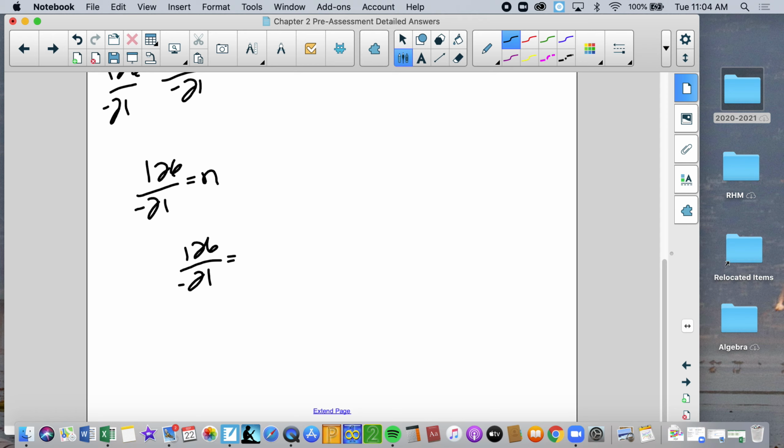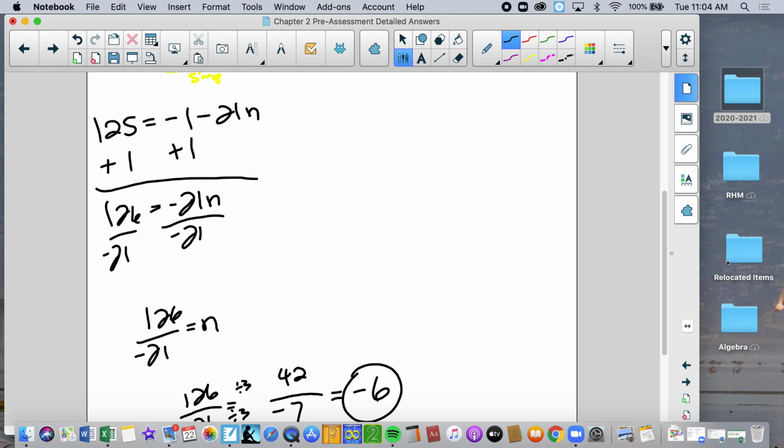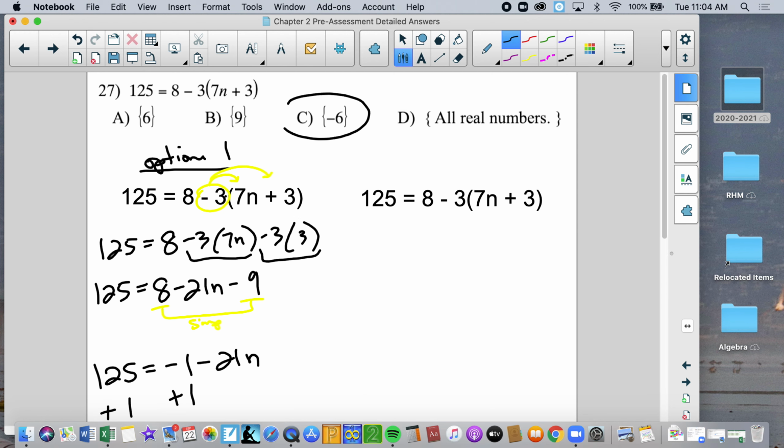Well, 1 plus 2 is 3 plus 6 is 9, so I know 3 goes into that and 3 goes into 21. Those are called divisibility rules that you learned last year in 7th grade and also in 6th grade. So 3 goes into 126 42 times, 3 goes into negative 21 negative 7 times, and now 42 over negative 7 is negative 6. I know that 42 over 7 goes in 6 times, and a positive divided by a negative is negative 6. So my answer is going to be negative 6.